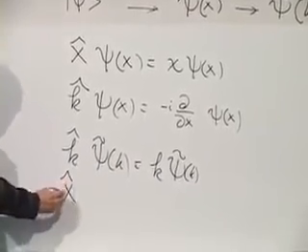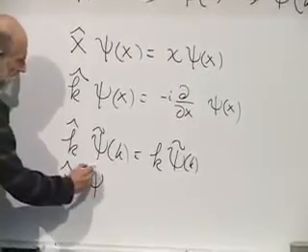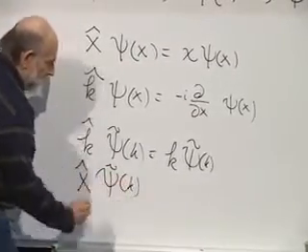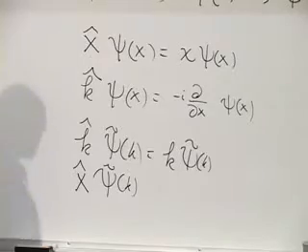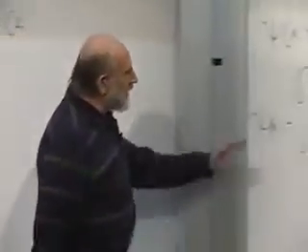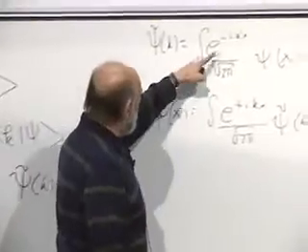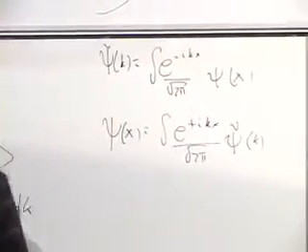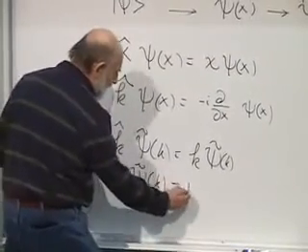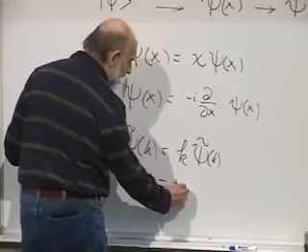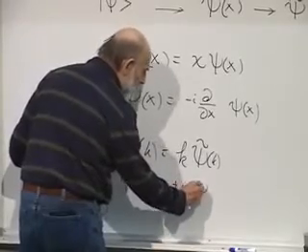How about x? How does x act when it acts on the wave function psi twiddle of k? What would you guess? Plus or minus? Plus. It's this funny asymmetry between plus and minus in the Fourier transform formula. It is plus i d psi twiddle by dk.